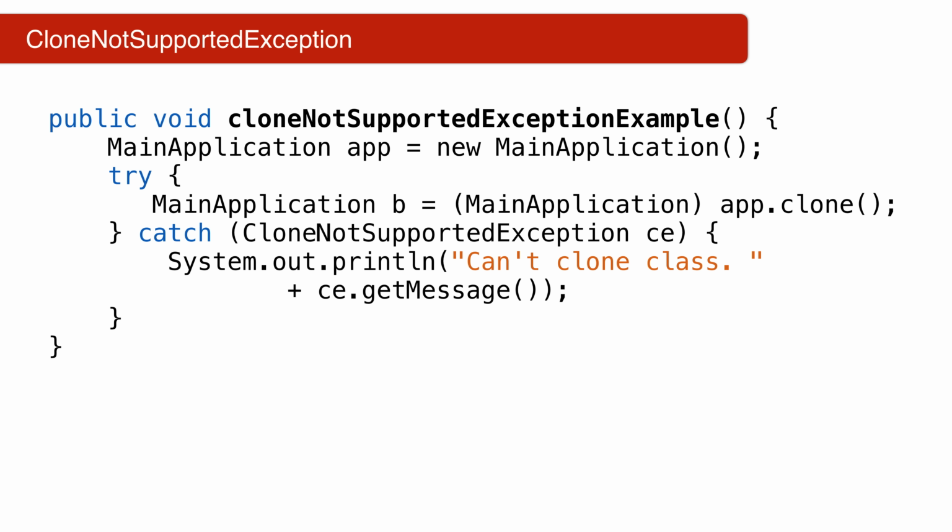A CloneNotSupportedException happens when we call the clone method on an object that doesn't support cloning. The clone method isn't all that common. Cloning has a whole list of problems, but here's the code for cloning an object. It's a checked exception, so we have to wrap it in a try-catch.